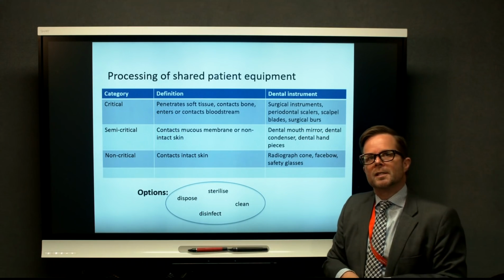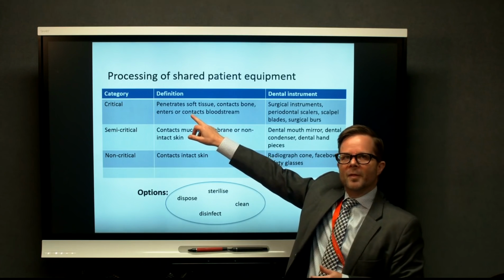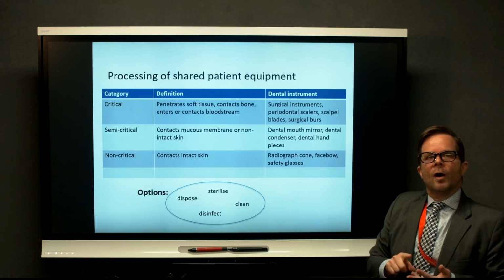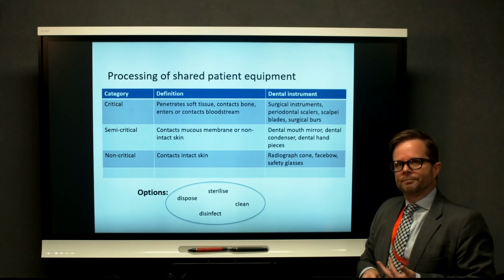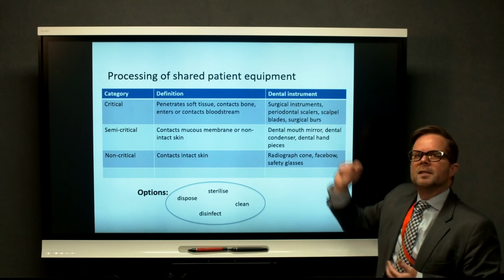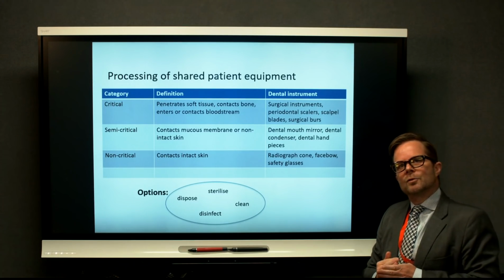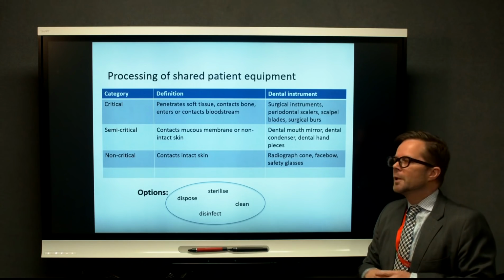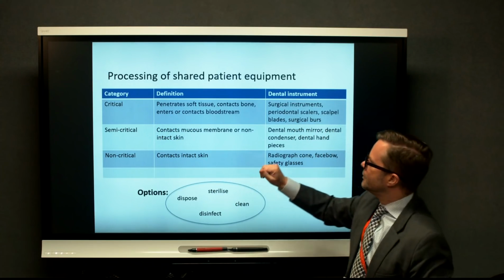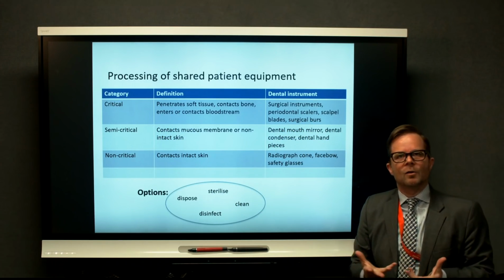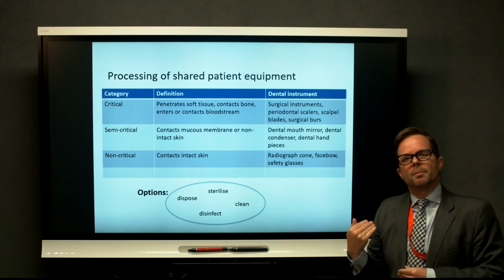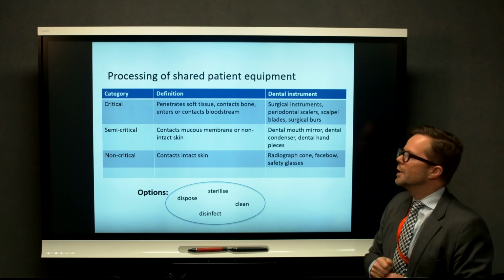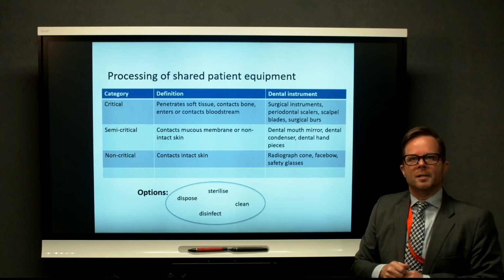instrument or equipment used in dental care, would be something that penetrates the soft tissue, contacts bone, or enters or contacts the bloodstream. So some examples of these are surgical instruments. So if we're cutting through someone's tissues, if we're cutting through their bone, for example, then that would be termed a critical item. Our periodontal scalers, which you've had a look at, and curettes, for example, are actually penetrating soft tissues and coming into contact with blood. So they would be considered critical items.